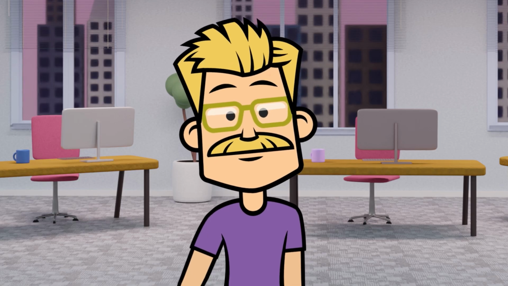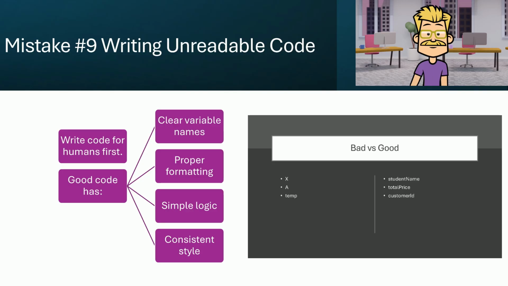Mistake number 9, neglecting code readability. Some beginners focus only on making code work. The program runs successfully, but the code is difficult to read. Remember that code is written for humans first and computers second. Use meaningful variable names. Add spacing where appropriate. Organize logic clearly. Avoid confusing shortcuts. Six months later, readable code can save hours of frustration. Future you will thank present you.